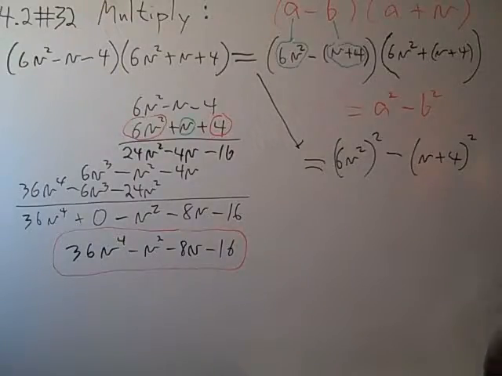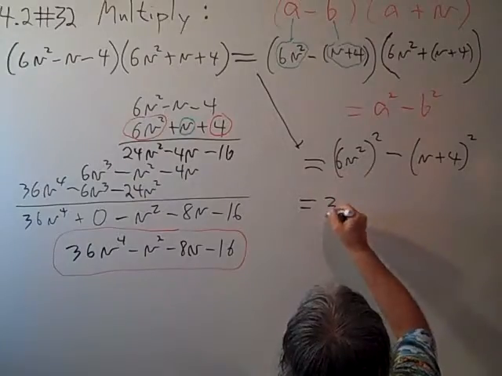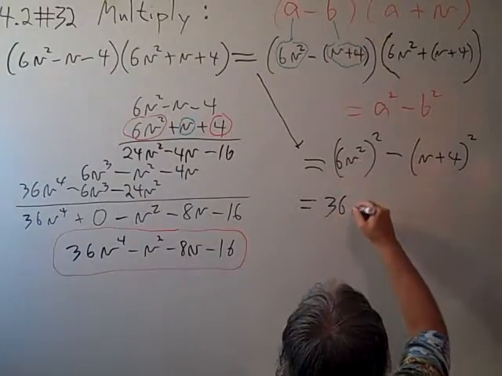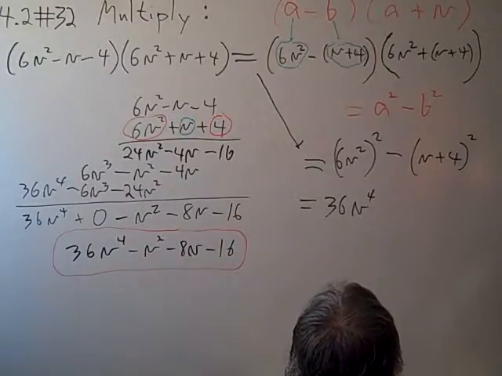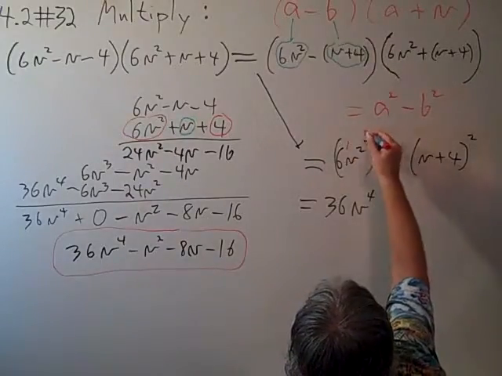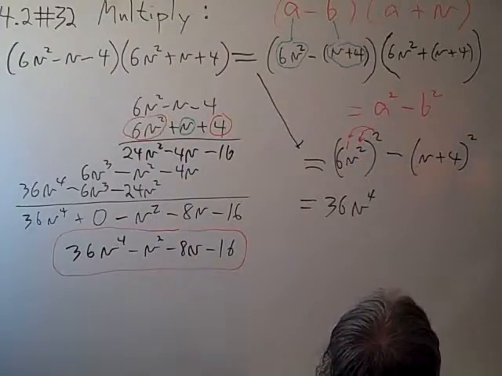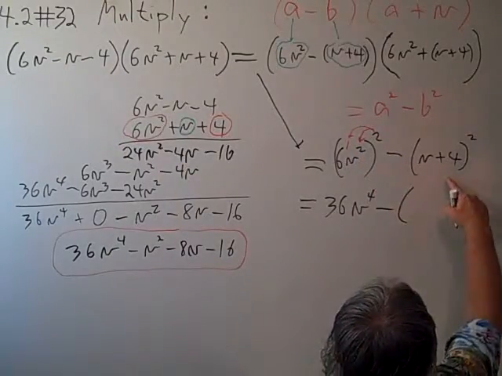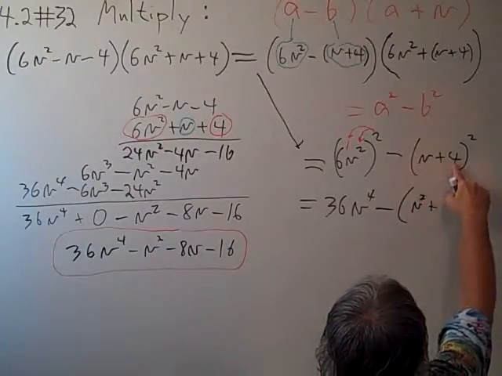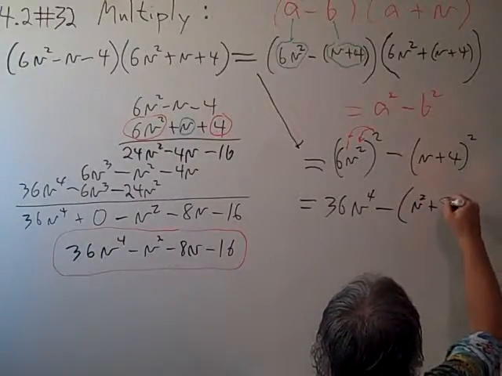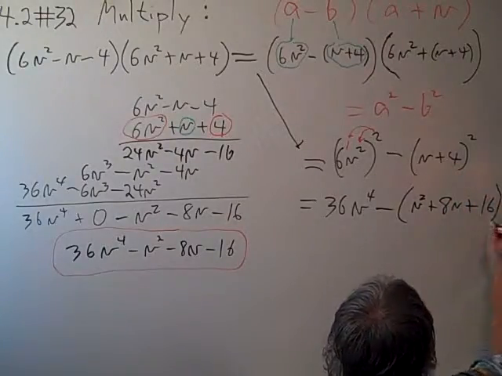We're almost done. We just have to carry out this one. 6 times 6 is 36, and v squared times v squared is v to the fourth. Or you could think of the exponent as distributing through the parentheses to get that. And this is minus, and v plus 4 squared is v squared plus this times this doubled. So 4v doubled is 8v, then plus the 4 times 4 is 16.